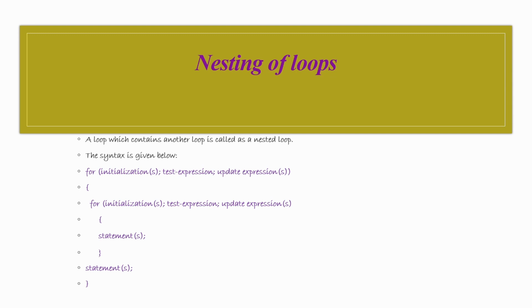So these are basically iteration statements, and they are followed by nesting of loops, which is two or more loops inside a loop, right? A loop which contains another loop is called nesting of loops, as we have discussed earlier.